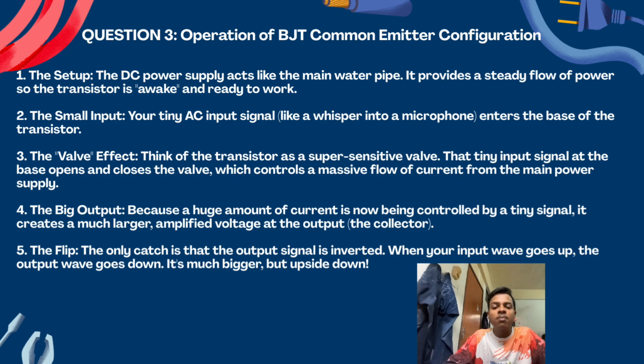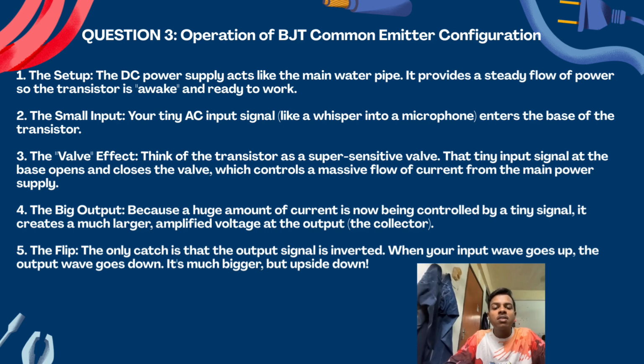First, the setup. The DC power supply acts like a main water pipe. It provides a steady flow of power so the transistor is awake and ready to work. Second, the small input. Your tiny AC input signal, like a whisper into a microphone, enters the base of the transistor.